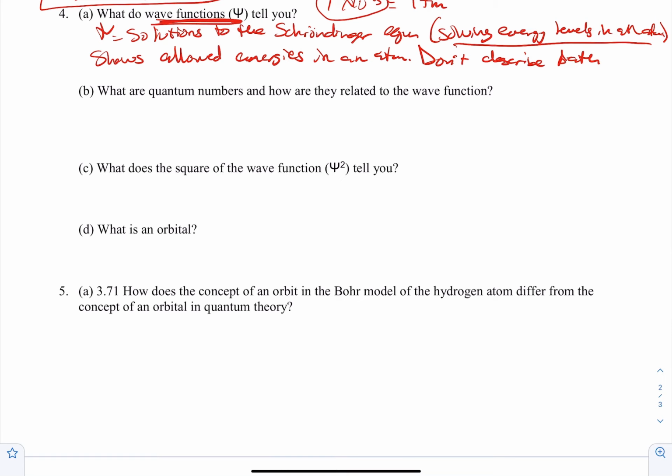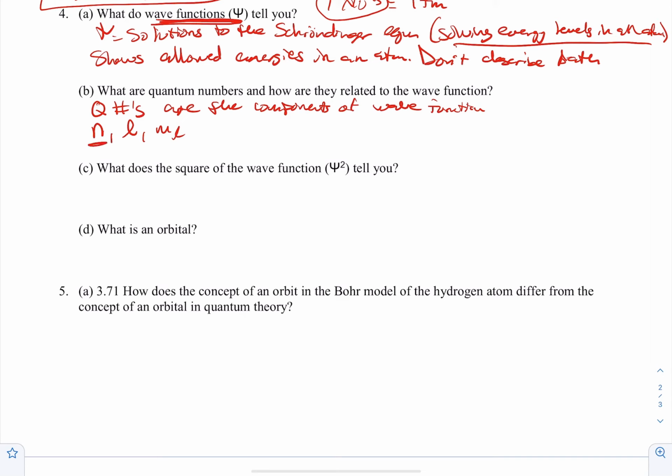Quantum numbers, I'll just put Q numbers, are the components of the wave function. There are particularly three integers that come out in the wave function that we deal with. Principally the n, the l, and the m sub l. This is the principal quantum number, the angular, and the magnetic quantum numbers. You don't need to know that yet. We'll do that in part 2 of this problem set.